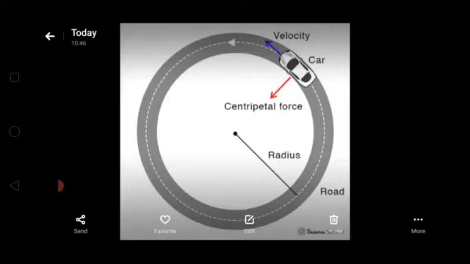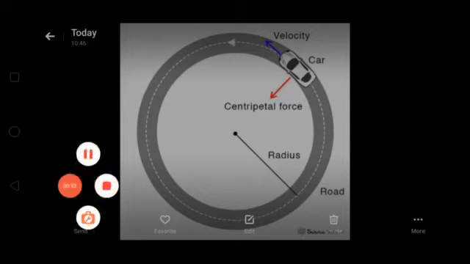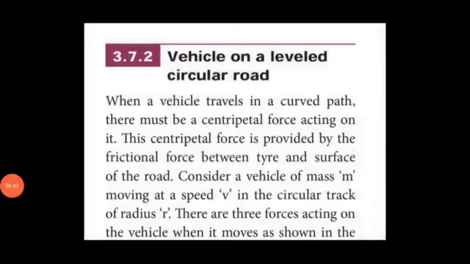So our next topic is vehicles on a leveled circular track or a leveled circular road. When vehicles travel in a curved path, there must be a centripetal force acting on them. We already know how the centripetal force is provided when moving on a circular path. That is due to the frictional force between the tire and the surface of the road. So due to that we are getting the centripetal force.